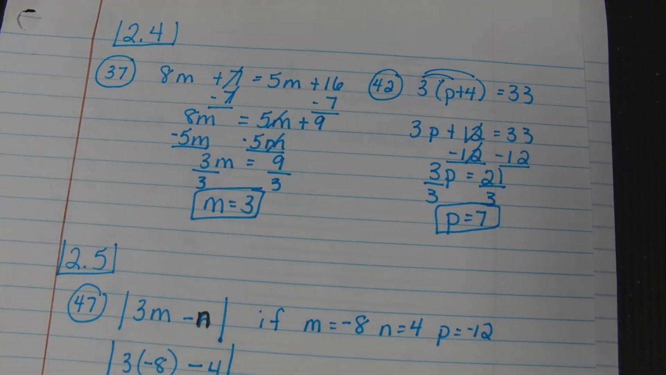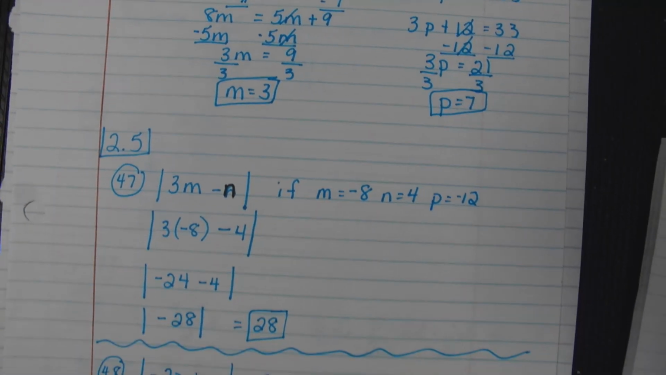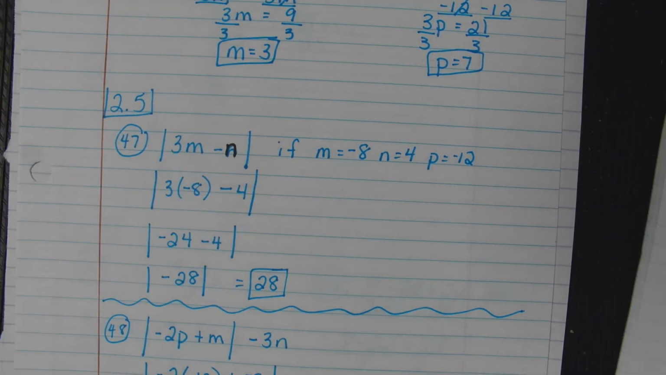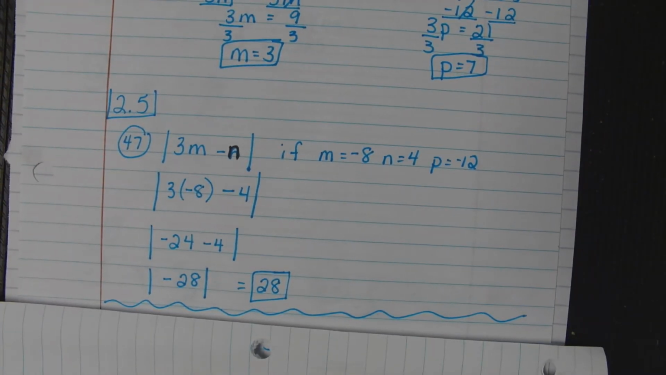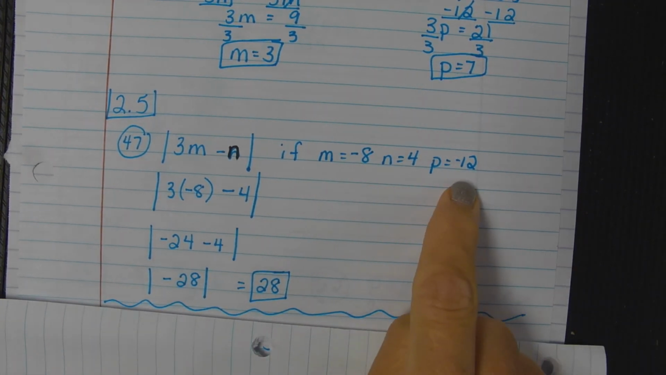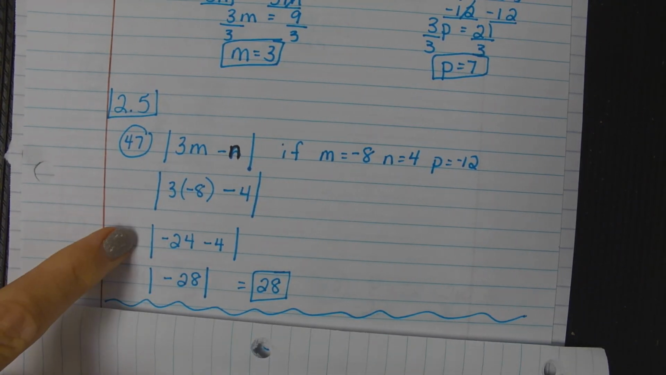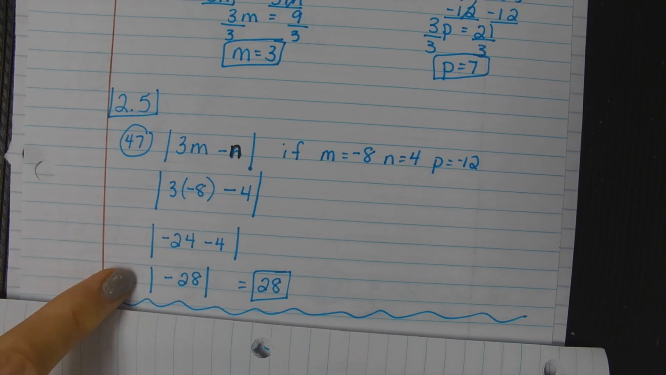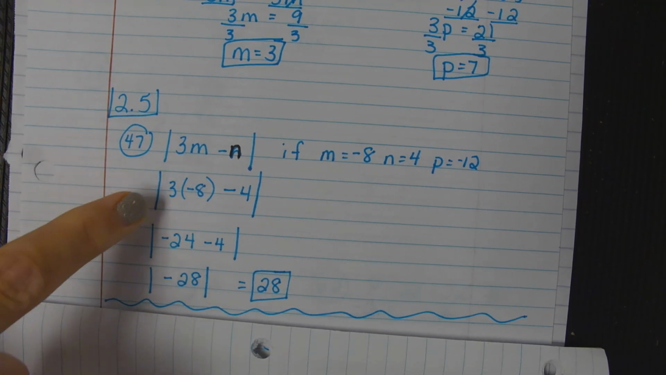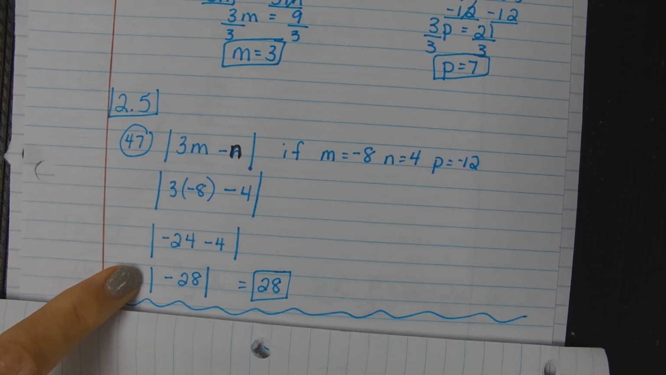All right, this is where I had some problems on the quiz. Look at 47. Absolute value. Directions just say evaluate. Evaluate if M is -8, N is 4, P is -12. You're literally just putting them in for the variable. Where you have issues is this step here, and or here. Okay? Just take your time.